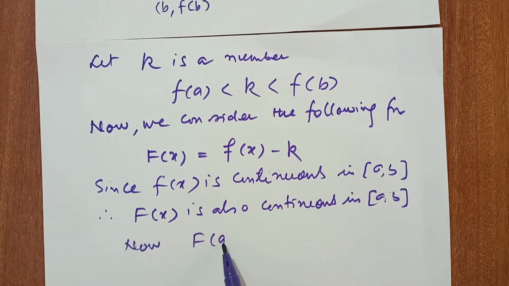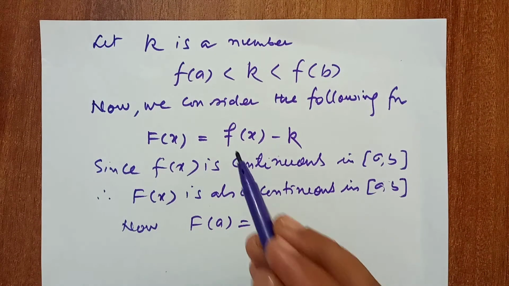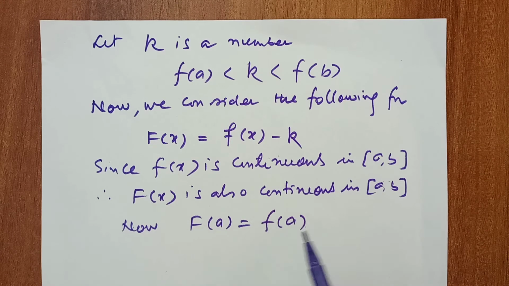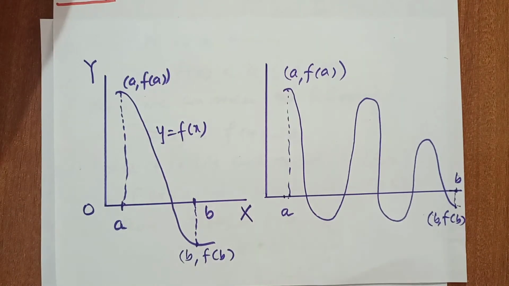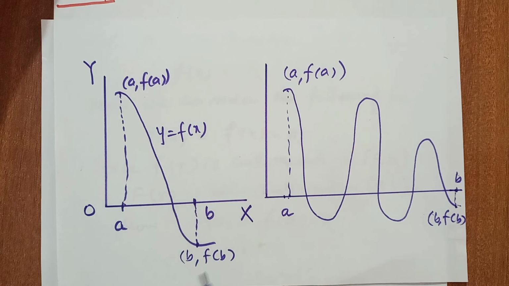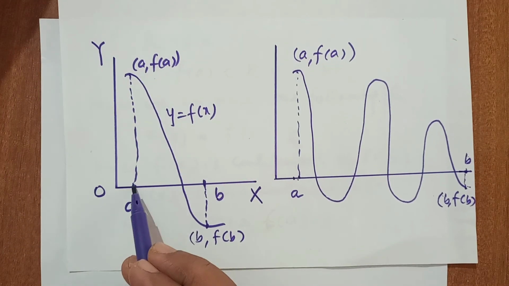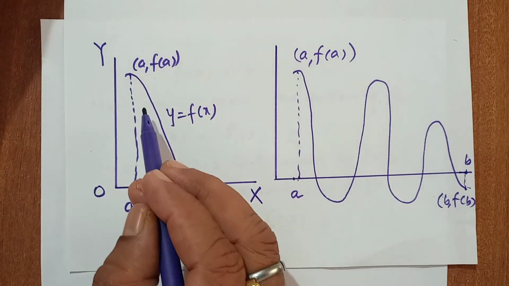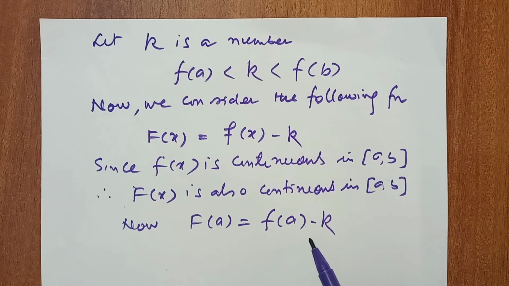Now capital F(a) is equal to small f(a) minus k. It is clear this is negative. This is a and this is b. So this is f(a) and this is k. k is lying between these. So f(a) minus k is less than 0.